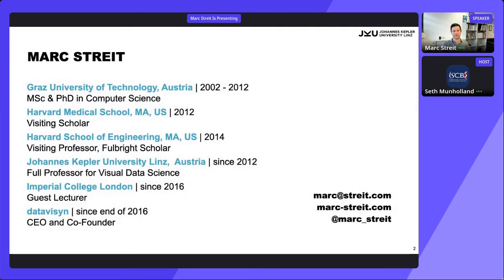So I did my PhD at Graz University of Technology in Austria, and then moved on to become an assistant professor at JKU Linz. And during my tenure track, I spent some time at Harvard Medical School at the bioinformatics department, and also later at Harvard School of Engineering as a visitor professor on a Fulbright scholarship. And then I'm still teaching at Imperial College in London, and I'm also the CEO of Datavision, which is a spin-off company that develops data visualization solutions for pharmaceutical and biomedical R&D applications.